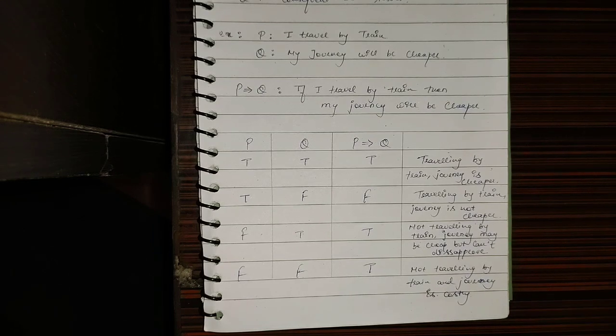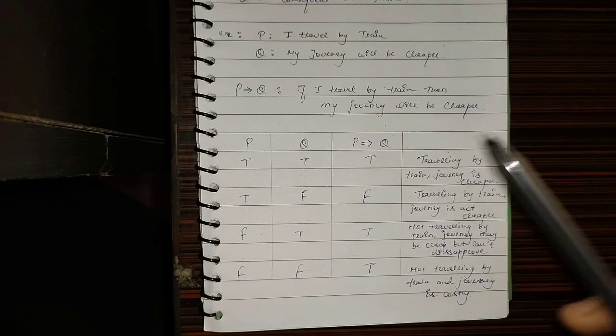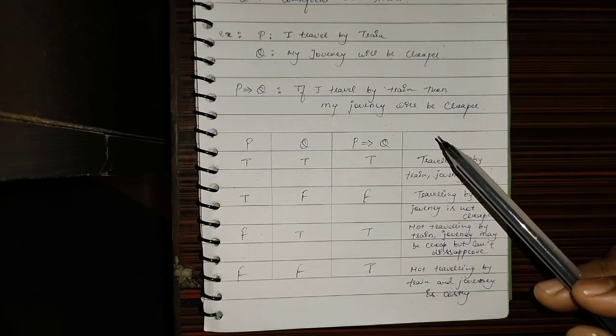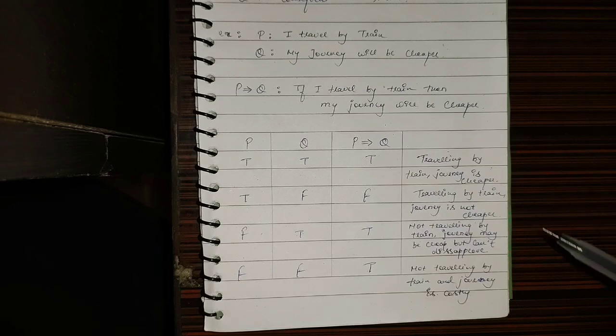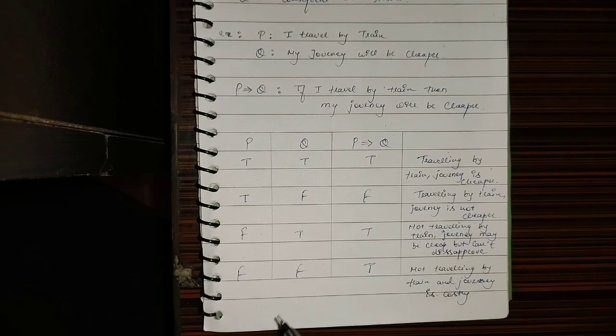It's like saying we did not travel by train and our journey wasn't cheaper. It means yes, the person took some other means of transport and his journey wasn't cheaper. We defined P implies Q as: if I travel by train, then my journey will be cheaper. There was a condition that traveling by train would make the journey cheaper. But we did not travel by train in the first place and the journey wasn't cheaper. So the conditional statement P implies Q will be true because both our hypothesis and our conclusion were false.